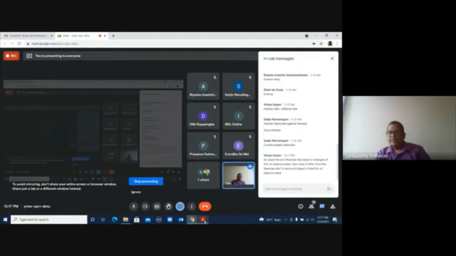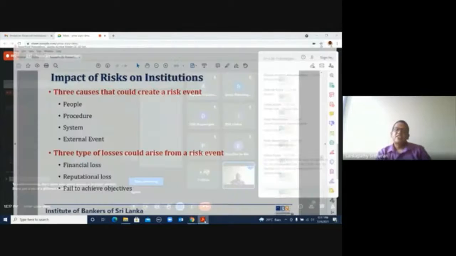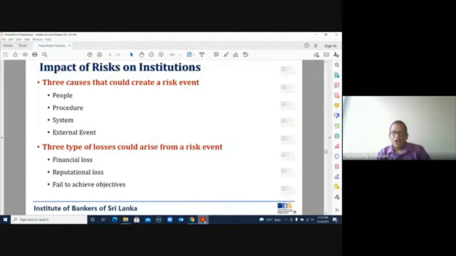Yeah, there's a question there, sir. Does the non-financial risk result in changes of P&L or balance sheet? How does it differ from the financial risk in terms of impact of P&L and balance? Yeah, exactly. That is an obvious doubt.